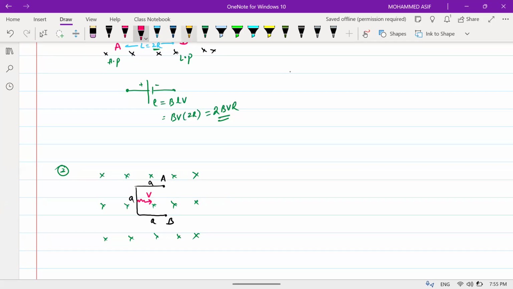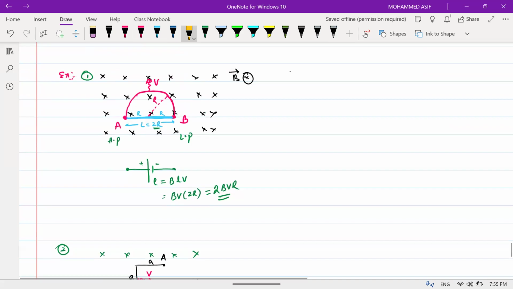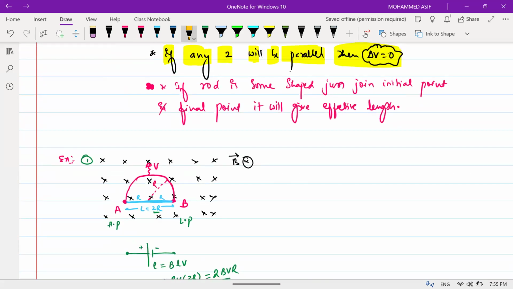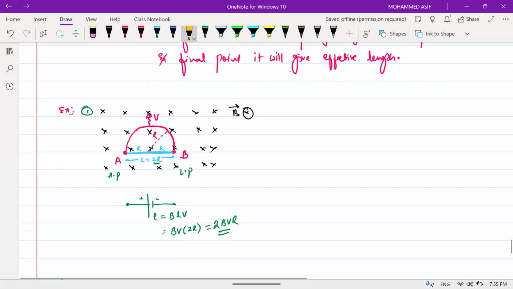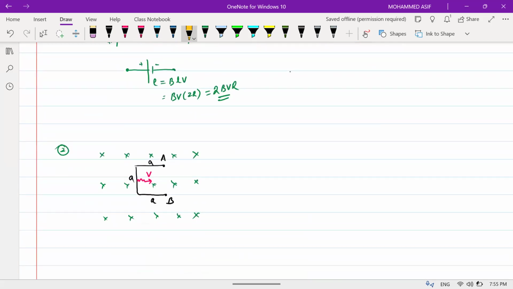Can anyone tell me how do you take the length? What do you do? A to B. I told you, if the rod is of some shape, just join the initial point and the final point. Initial point is A, final point is B. Just join this one like this. This line will become the effective length. Now this is moving with velocity V like this. Now tell me which is higher and which is lower end. A is higher, B is lower. A is higher potential, B is lower potential.